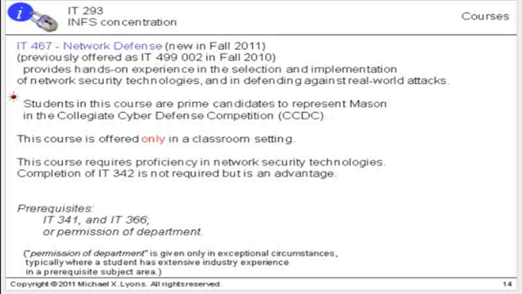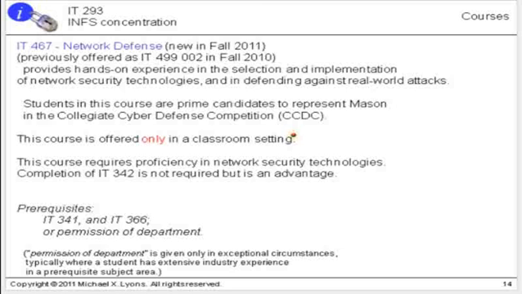From this course, I select students to represent Mason at a national collegiate competition for cyber defense, where students are given a collection of servers, and there's a professional team of hackers called the Red Team that try to break the students' systems. So students who do well in this course are the prime candidates for selection to represent Mason in that varsity competition. This is a hands-on course, and we only do it in the classroom.